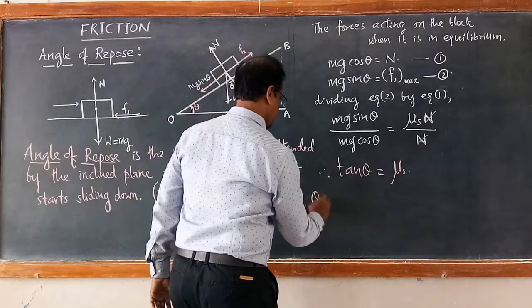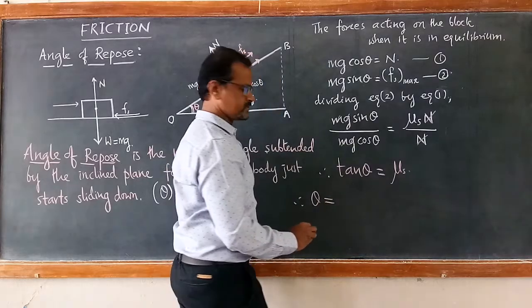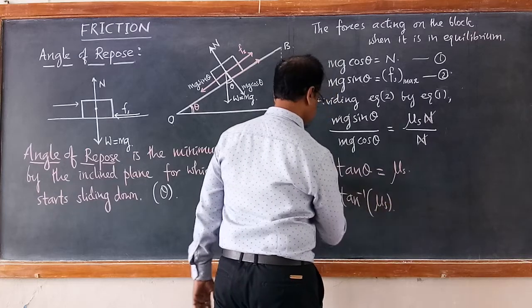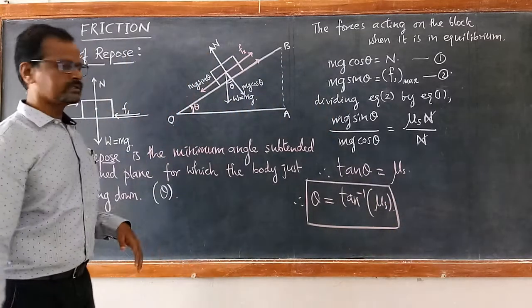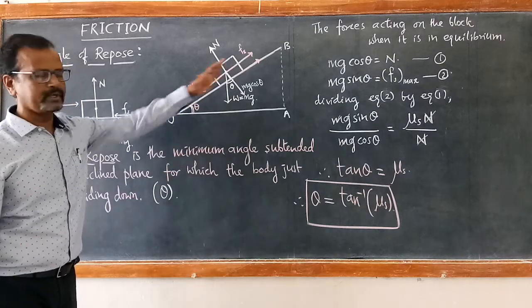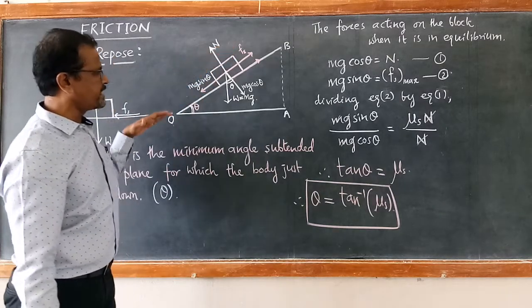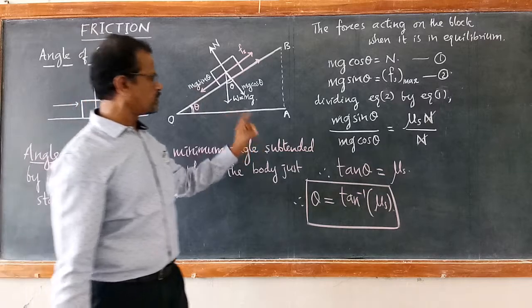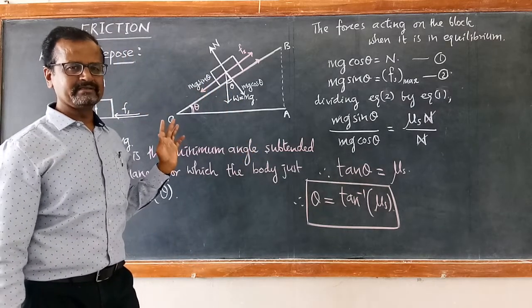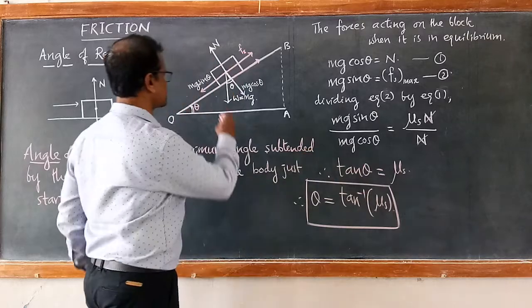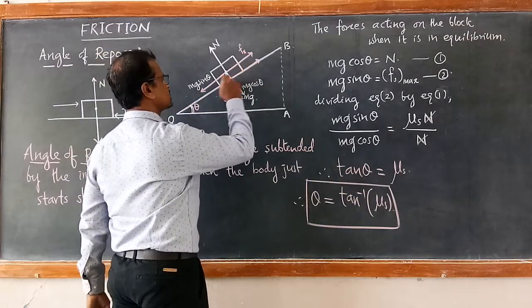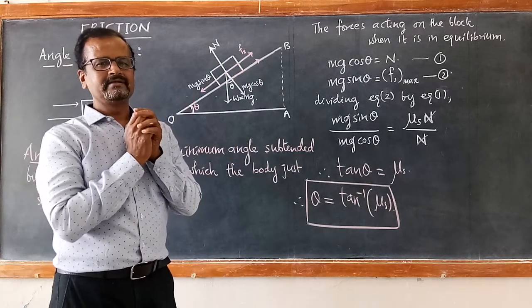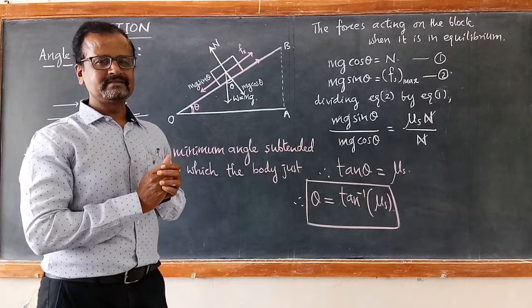Therefore theta, the angle of repose, becomes equal to tan inverse of mu s. Very interesting result. The angle of repose is that angle of inclination of the plane for which the body just starts sliding, below which the body still is at rest. That angle of repose depends only on the coefficient of static friction between the surface of the plane and the surface of the block. It does not depend on the weight at all.